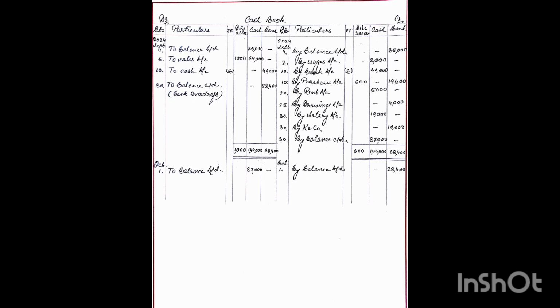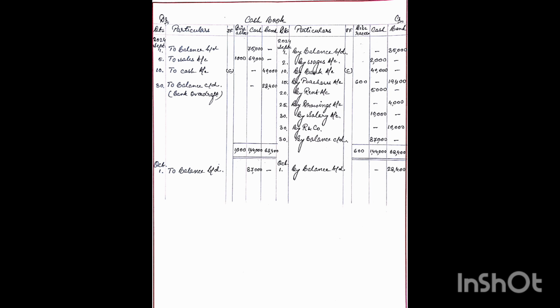For the bank column, we find that it is a credit transaction. That means the credit side is more. Answer comes out on the debit side by the amount 28,400. Clear? So date will be again the last day of that month, September 30, to balance c/d. Answer is 20,400.